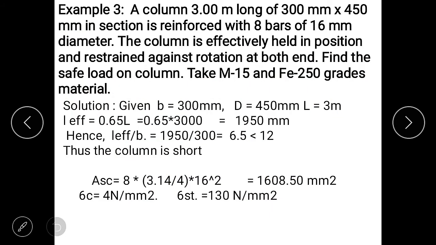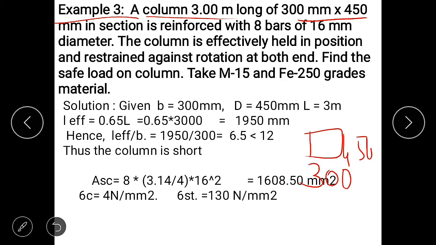Now we have to solve example number 3. A column 3 meter long of 300 mm by 400 mm. Here width and depth are given. Width is 300 mm and depth is 450. So length is 3 meter. The section is reinforced with 8 bars of 16 mm diameter.